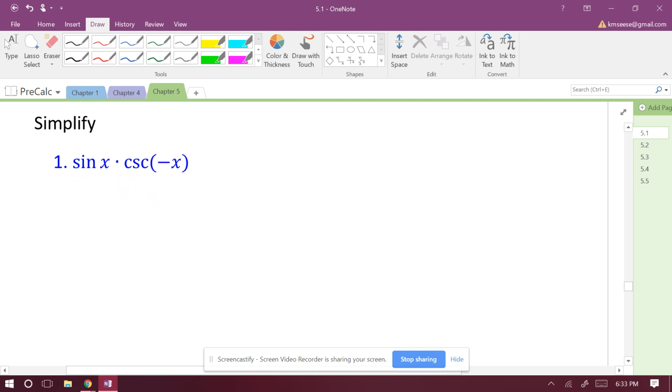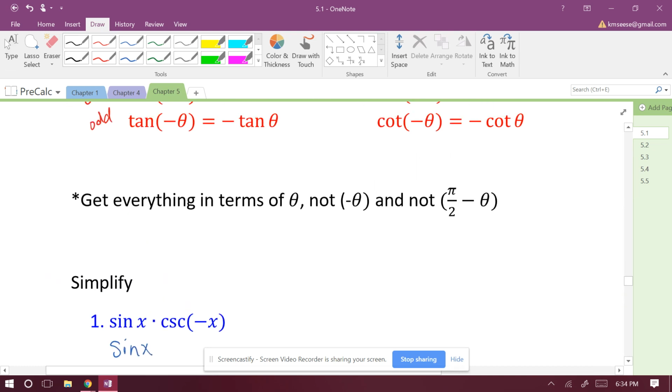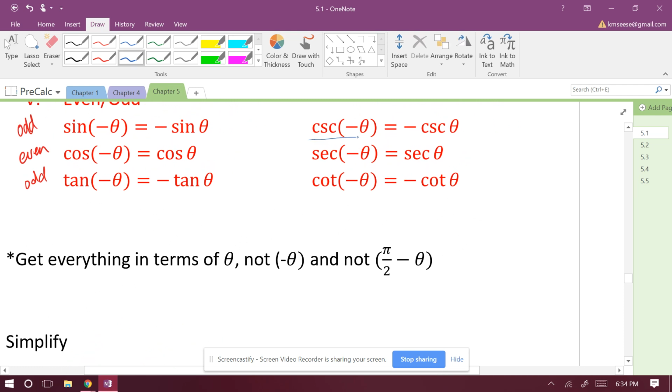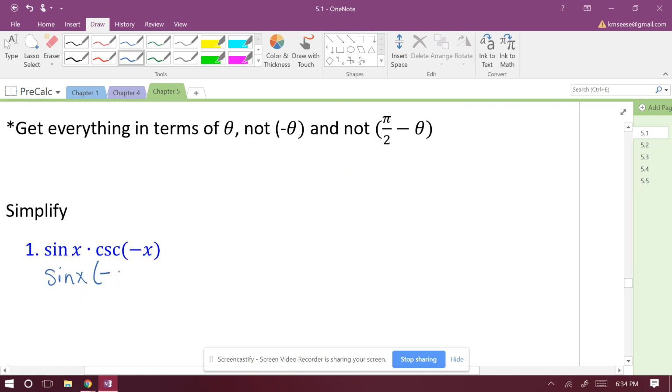All right, so simplifying here. Sine of x times cosecant of negative x. Well, cosecant of negative theta is really negative cosecant. So I have sine of x times negative cosecant of x, which is sine of x times negative 1 over sine of x. So my sines cancel, and I'm really just left with negative 1.